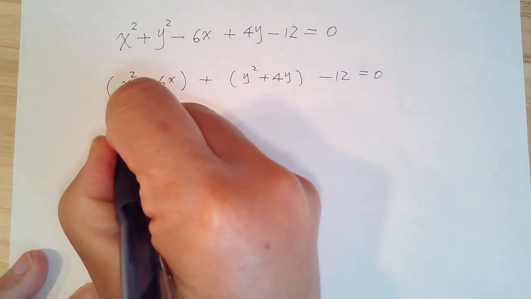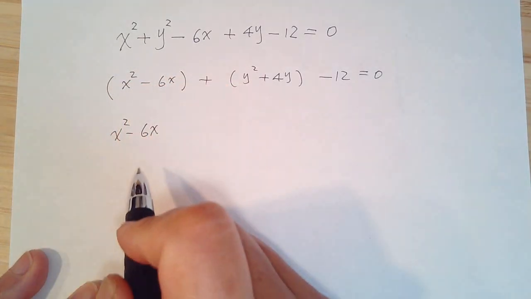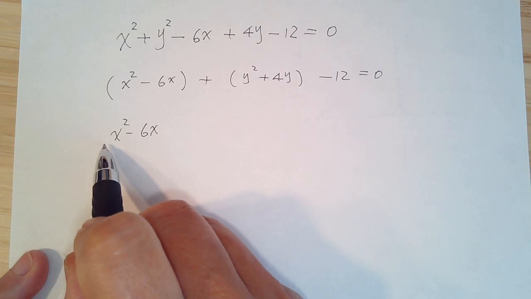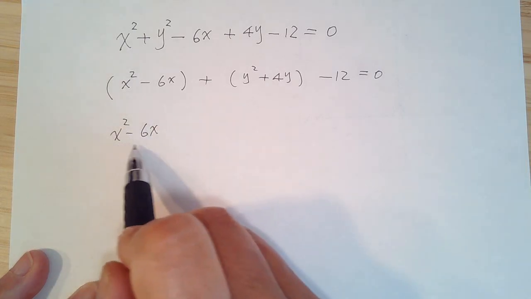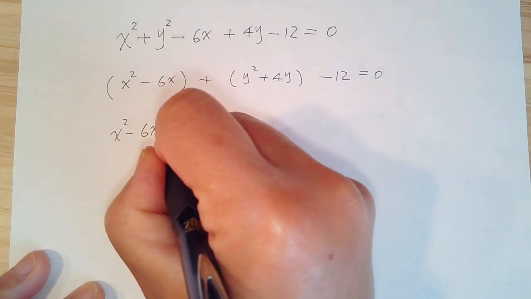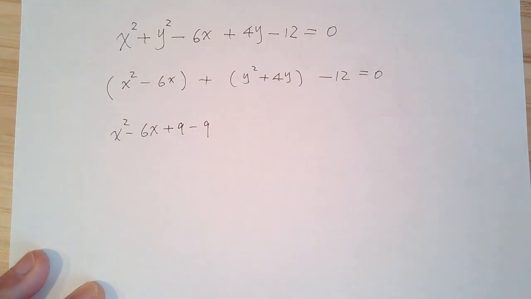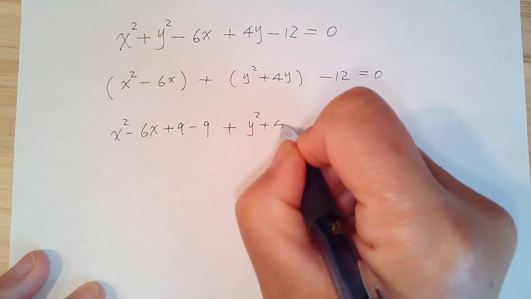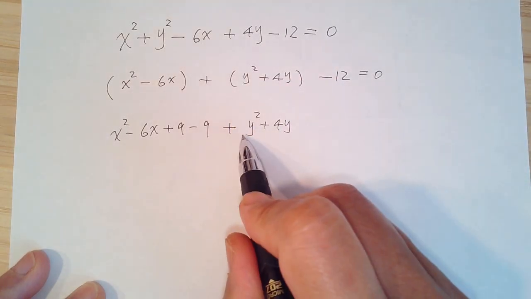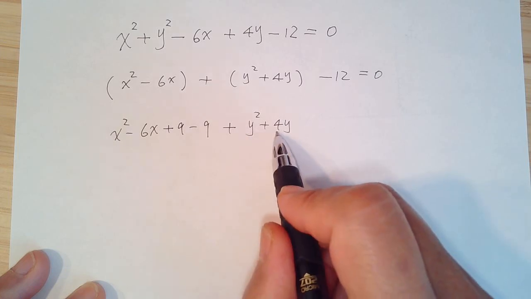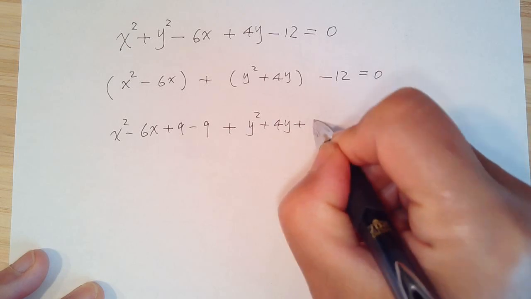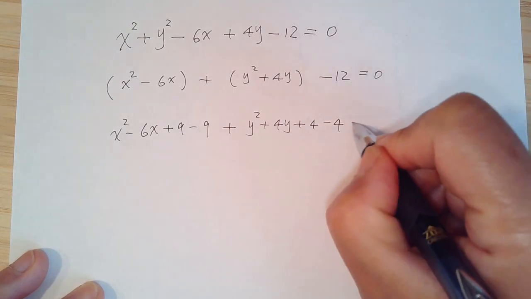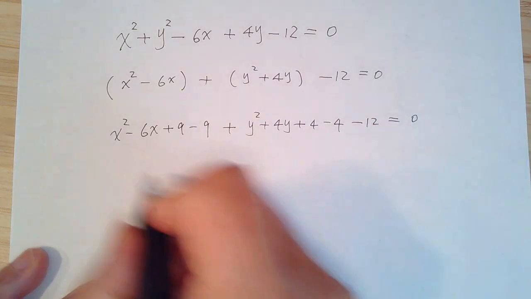So that will be x squared minus 6x. Remember, here the coefficient is 1, so we're okay to do half then square. So half of that is negative 3. Square it is 9. So I do plus 9 minus 9. Okay? And then I do y squared plus 4y. Again, the coefficient of the square term is 1. So I half it, square it. Half of that is 2. Square that is 4. So I plus 4 minus 4 immediately. And then I minus 12 equals 0.